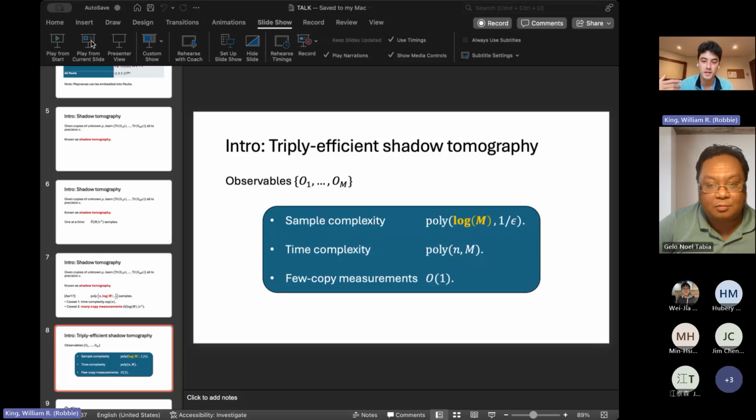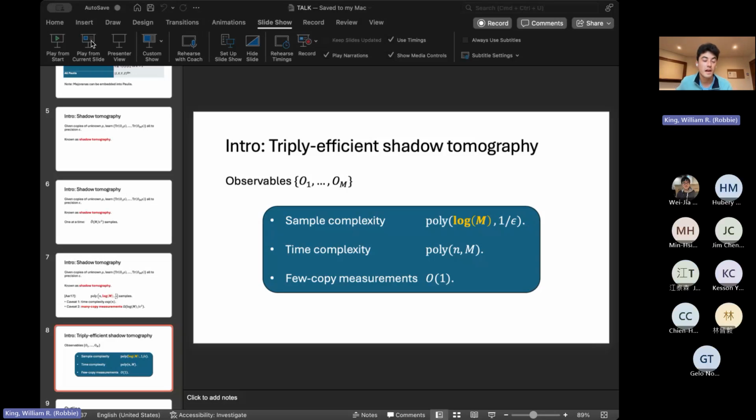I guess you would like the measurements to be efficient to implement. You shouldn't try and do some crazy measurement. But yes, in fact, all of the measurements we'll see are Clifford measurements.